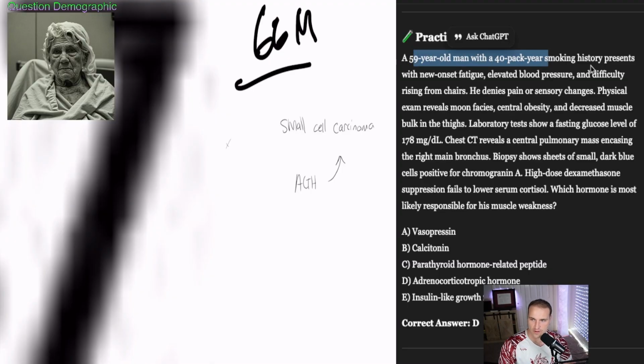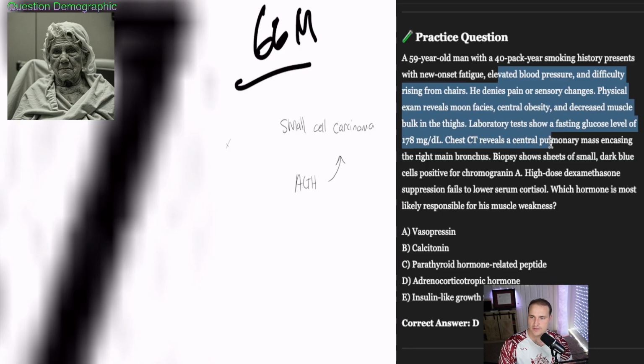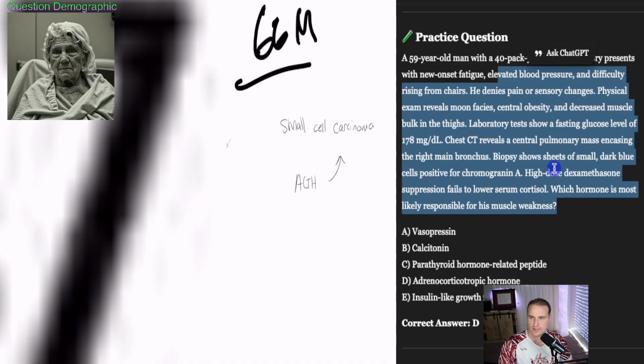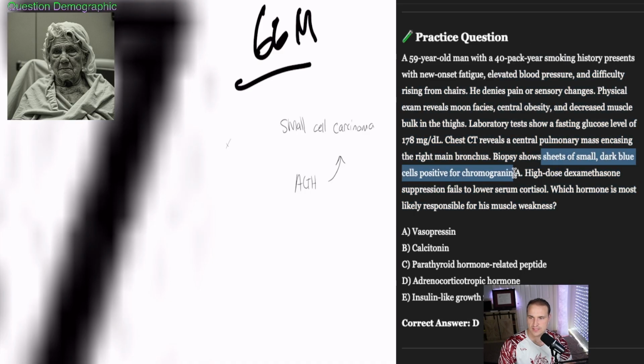All right, in our next question, we have a 59-year-old man, could also be a woman, with a 40-pack-year history, who presents with new onset fatigue, elevated blood pressure, and difficulty rising from chairs. He denies pain or sensory changes. Physical exam shows moon facies, central obesity, and decreased muscle bulk in the thighs. Fasting glucose is 178. CT reveals a central pulmonary mass encasing the right main bronchus. Which hormone is most likely responsible for the muscle weakness? Oh, and biopsy shows small dark blue cells positive for chromogranin A.